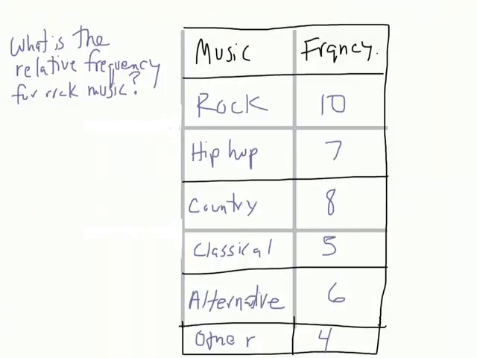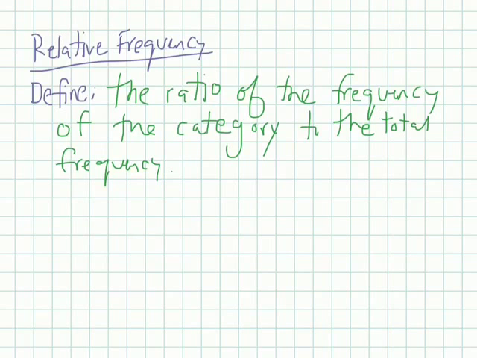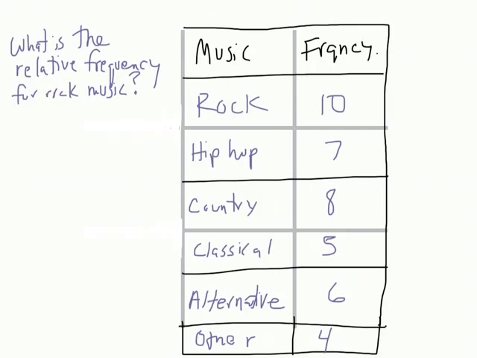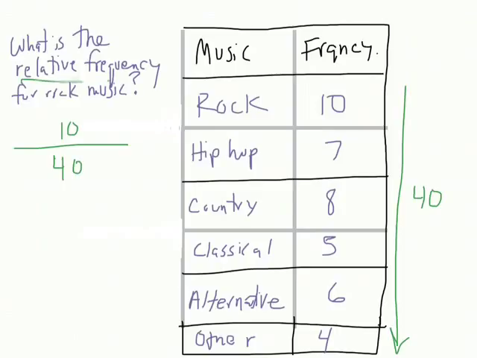So, what is the relative frequency of rock music? Well, it's pretty simple. Remember, it's a ratio, so the first part of the ratio is the frequency of the category. The denominator is going to be the total frequency. So the top is the frequency of the category, that's 10. The total is the sum of all of these, and if you add this all up, you get 40. So the relative frequency for rock music is 10 to 40, and you can reduce that to 1/4. 1/4 is the relative frequency for rock music.